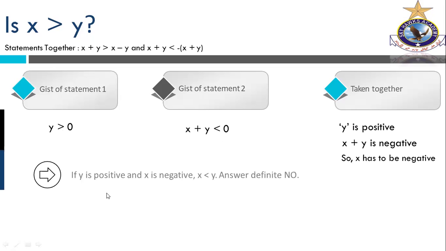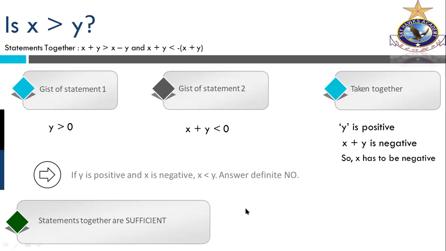So if y is positive and x is negative, x is less than y. The answer is a definite no. Is x greater than y? No. If we have these two statements, y is positive and x is negative, so x must be less than y. So the statements together are sufficient.